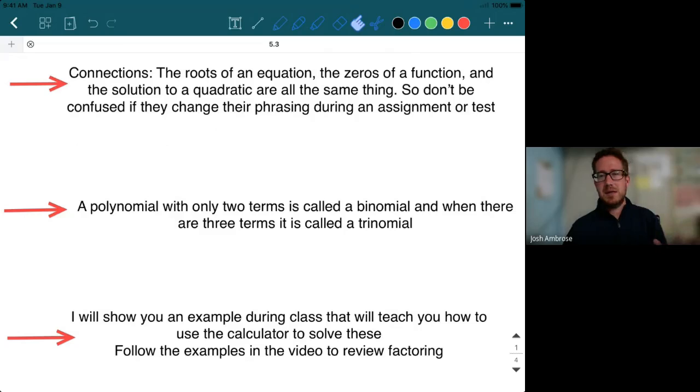Sometimes it depends on the method that you use. They may change the phrasing. If you're graphing it, they're going to say the roots. If you're using the quadratic formula, which we will be using later on, they may say the solution. They may say zeros if you're doing the factoring method. So it depends, but really it's all the same thing.